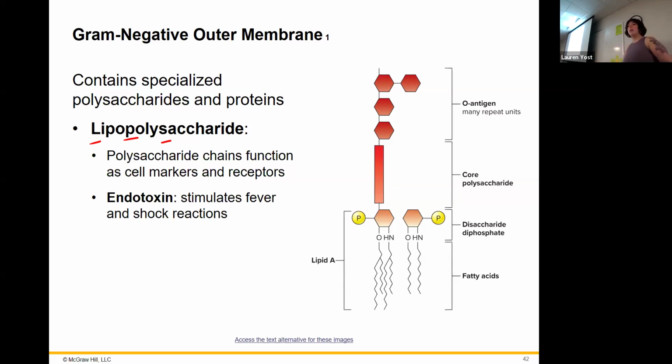Just know that if I say LPS, that means lipopolysaccharide and endotoxin. Know that those three things are interchangeable terms. Sometimes I'll say LPS, sometimes I'll say lipopolysaccharide, and sometimes I'll say endotoxin. They're all the same exact thing. LPS is just an abbreviation, obviously. Endotoxin is talking about how medicine encountered it versus LPS being how science encountered it. So that's the only difference.